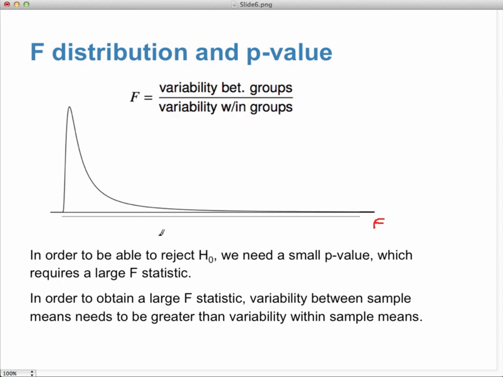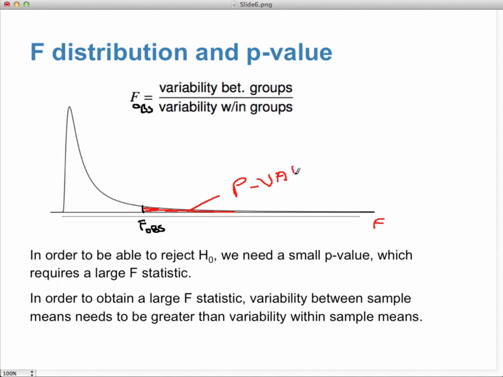In an ANOVA test, we always calculate a right tail test. In other words, there'll be some observed value. This value right here is your observed F statistic. Based upon that, you calculate the area to the right of that observed point. This area right here will always be your p-value.